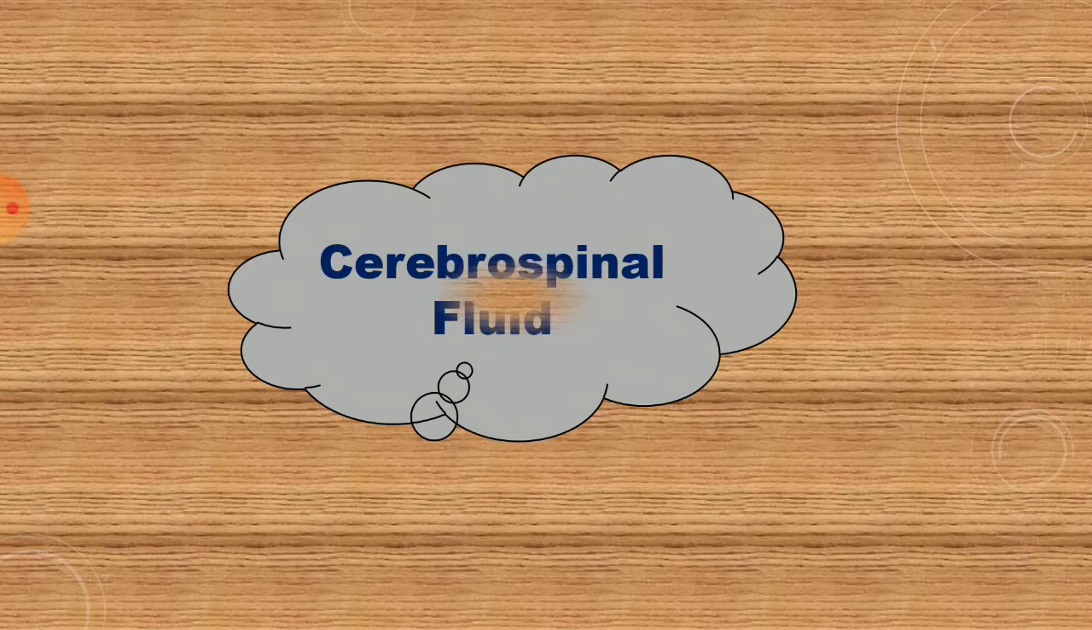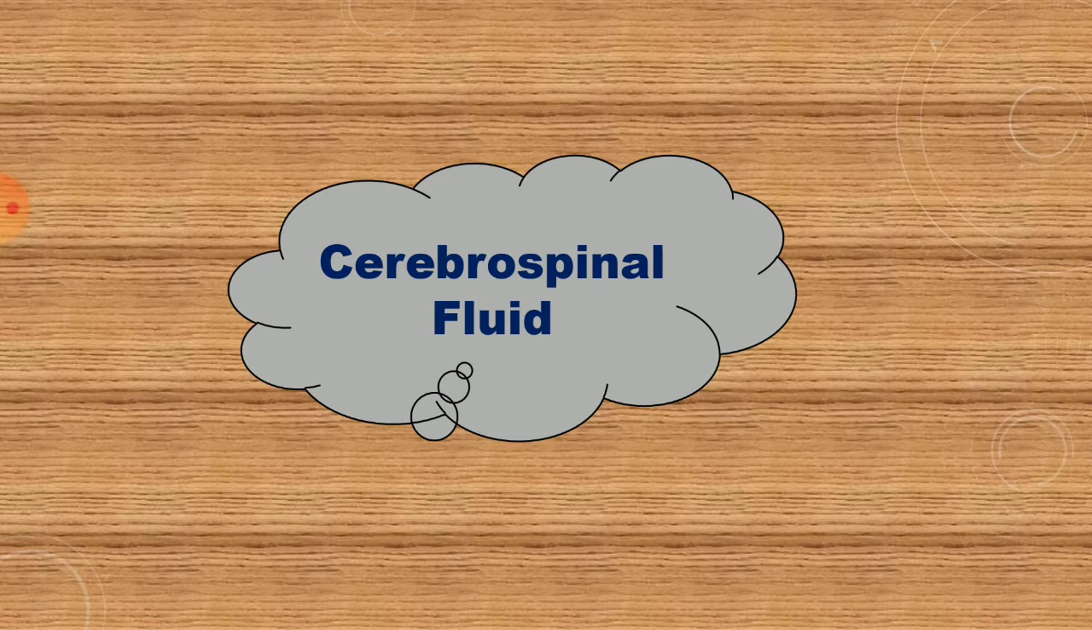Next is cerebrospinal fluid. Cerebrum means brain, and the spinal cord. The fluid is present in both the brain and the spinal cord, that's why it is called cerebrospinal fluid, CSF. It looks like lymph, a watery, colorless fluid. It protects the brain within the skull and is also present in the spinal cord.